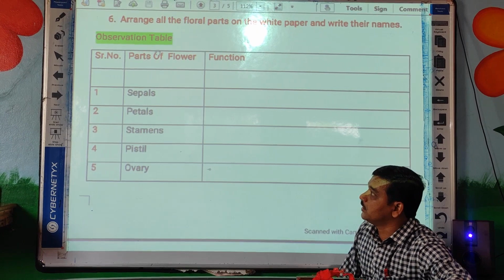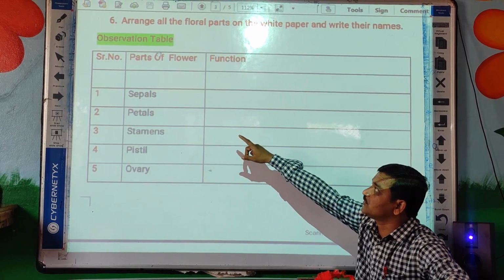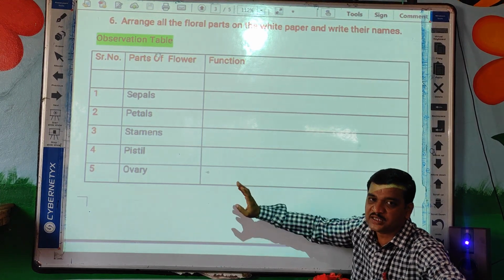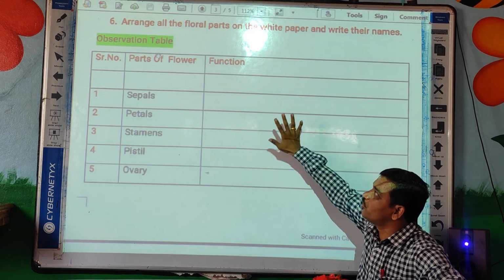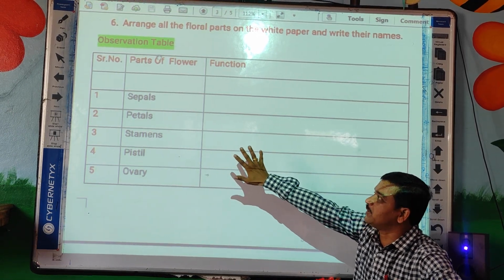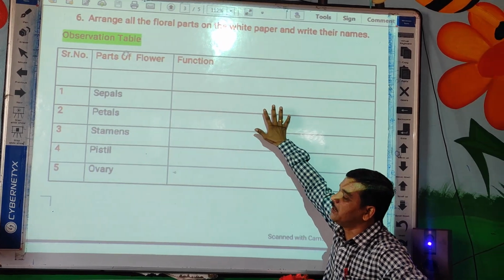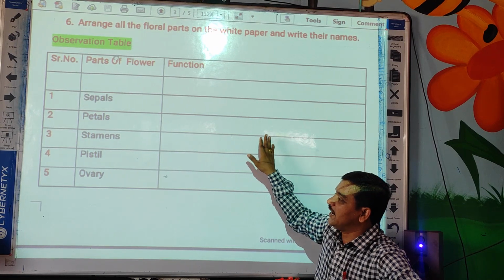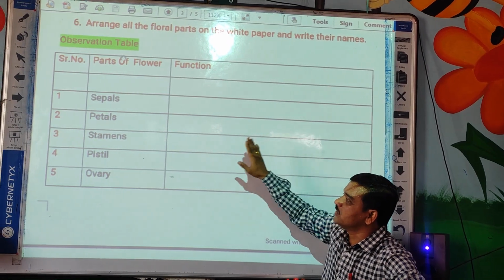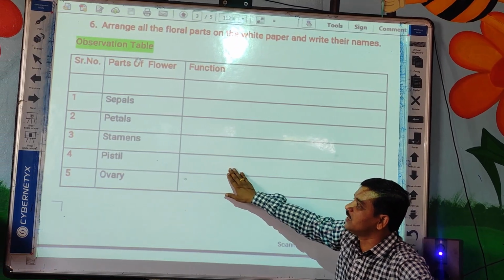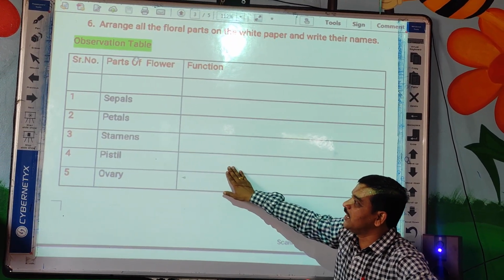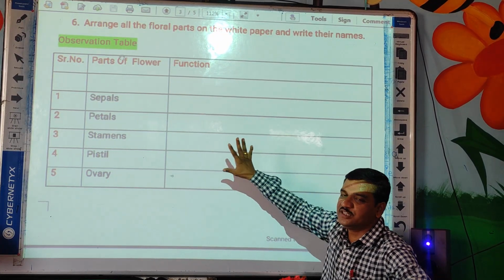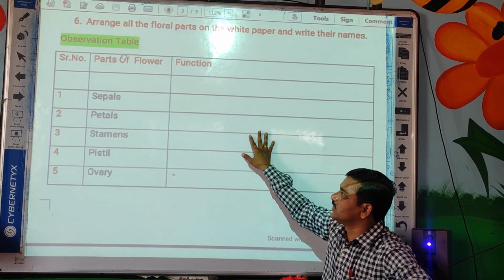So what to mention in the observation table? First you mention all the parts of the flower: sepals, petals, stamens, pistil and ovary. Same way you can make the table and then you have to write the function. So what is the function of sepals? Sepals are green in color, so they help in photosynthesis. Petals are bright in color, so they attract the insects for pollination. Stamen and pistil, both are the male and female reproductive parts, they help in reproduction. And ovary is the center of the eggs. Okay, so this way you can write the functions.